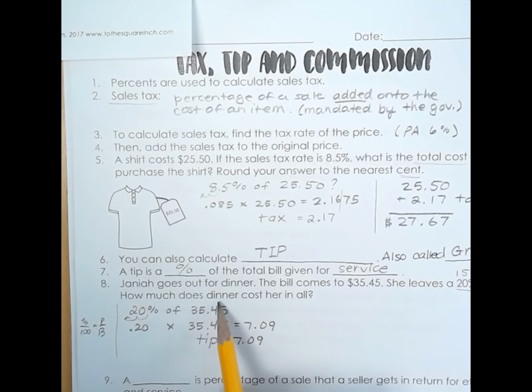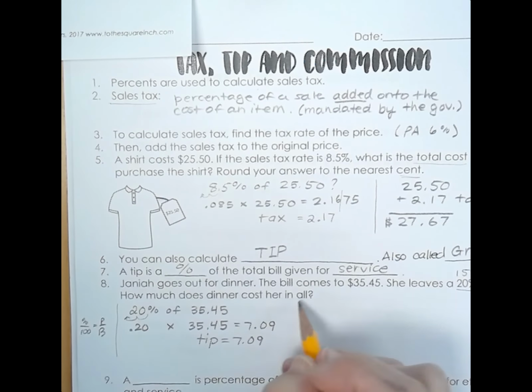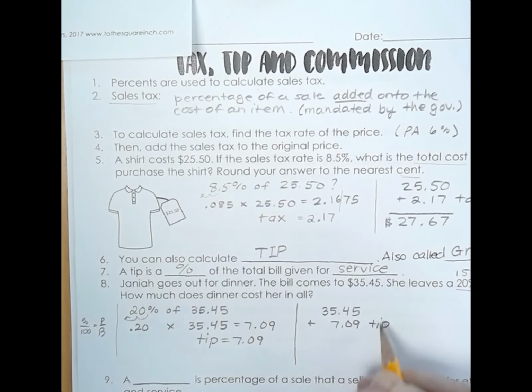But it asks us how much does the dinner cost her in all. So let's find the total. Her dinner was $35.45 and her tip was $7.09. So her total would be $42.54.